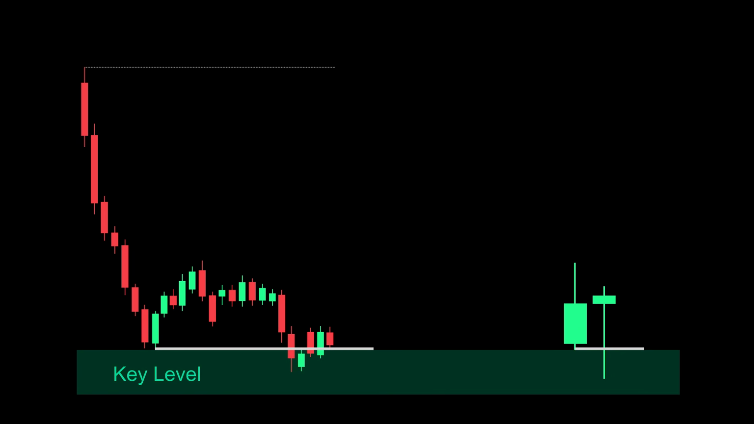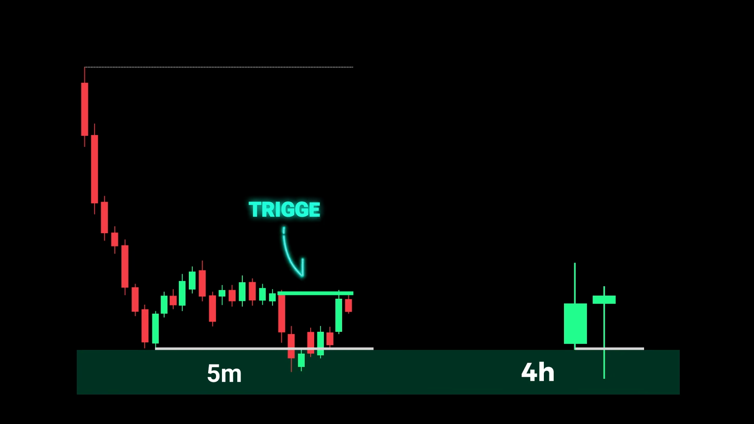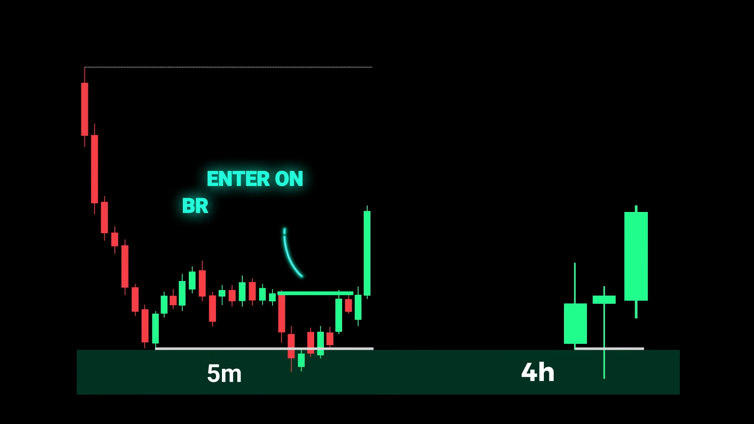Price comes into a key level and manipulates the sweep. Traders get trapped, liquidity gets taken. Then the 5-minute CISD is formed. That's my trigger. Once price breaks the CISD, that's your entry.